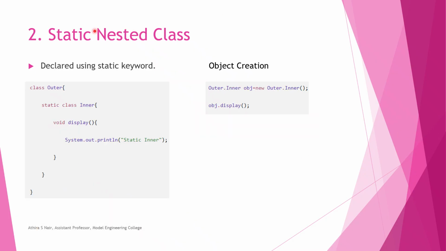Now the next type is static nested class. This is declared using the static keyword. Here we have an example class Outer. Then this is the static nested class, static class Inner. Here we have a method display to print static inner. Since Inner is static, we don't need an object of Outer to create it. So we can simply write Outer.Inner obj is equal to new Outer.Inner, then obj.display.